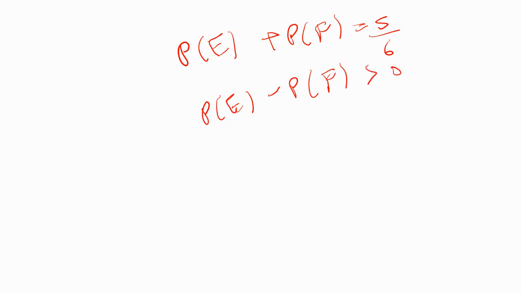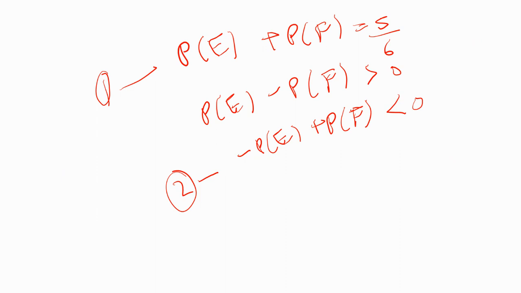So what we can do is take the minus sign here. So it will be probability of E plus probability of F will be less than 0. Okay, now we have this equation and this equation. What we will get from here is that if we add these two equations, we will have that probability of F is less than 5 by 12, right? 5 by 6 divided by 2, so probability of F will be less than 5 by 12.